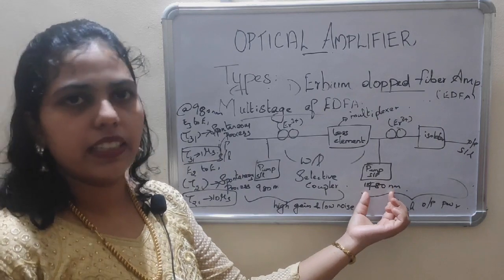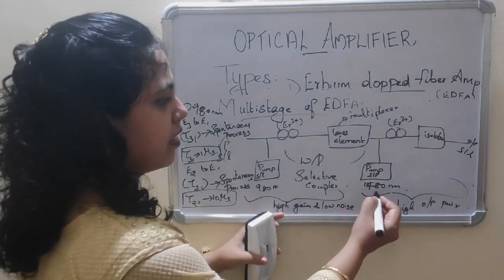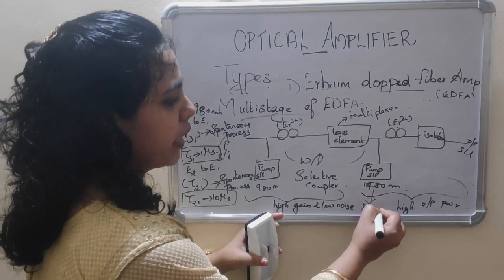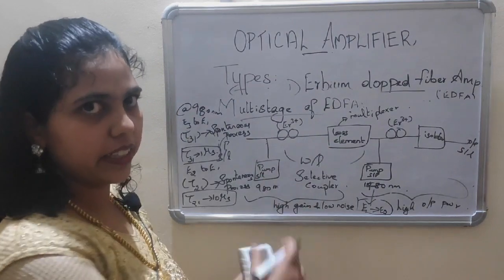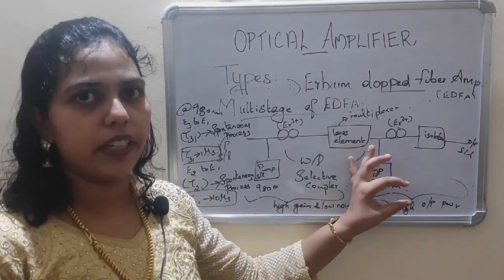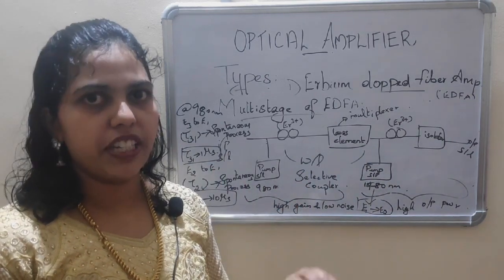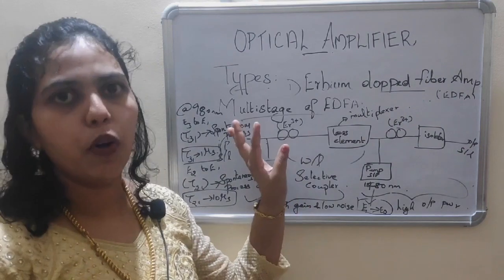Another transition is done at 1480 nanometer. Here the transition is from E1 to E2. This transition is very important, but the 1480 nanometer is not as efficient as the 980 nanometer transition. These are about EDFA.